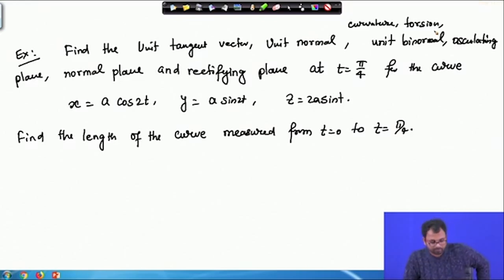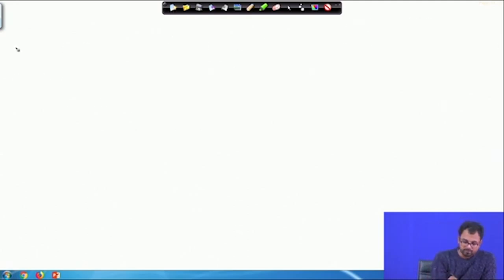And now we will move on to our next aspect of vector calculus, which is basically the application of vector calculus in mechanics. That was one of the topics that I suggested in the syllabus. So now we will start with that. Our next topic is application of vector calculus in mechanics.